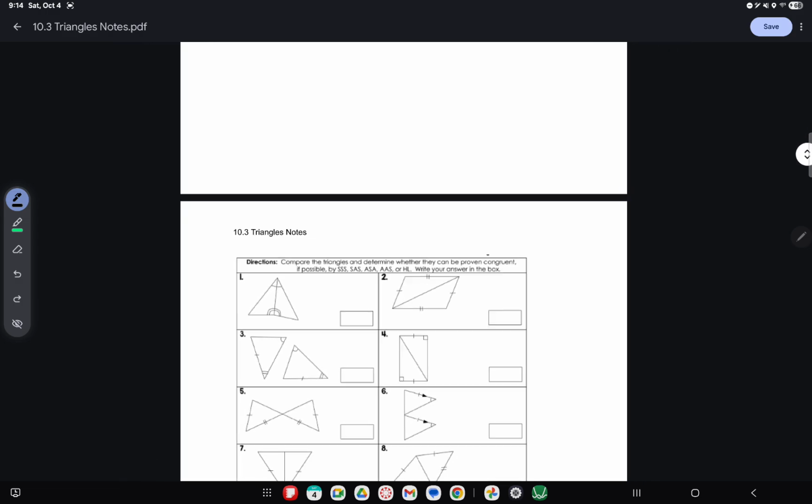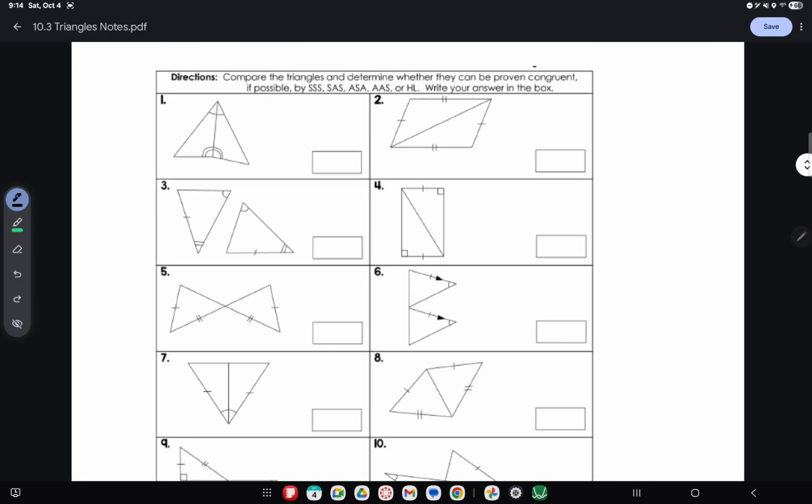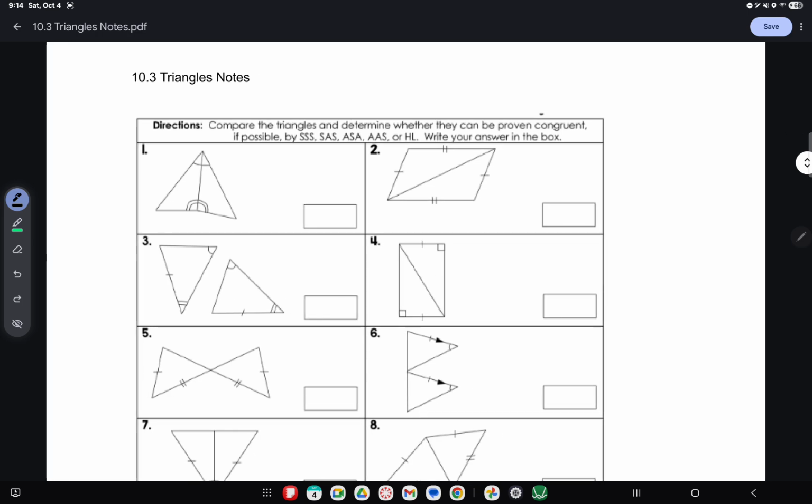So let's look at some examples. Can we identify what kind we have? So I'm just going to list them up here. We have side, side, side. I know it's written small here, but side, angle, side, angle, side, angle, angle, angle, side, and hypotenuse leg. So let's see if these have any of these congruent properties.